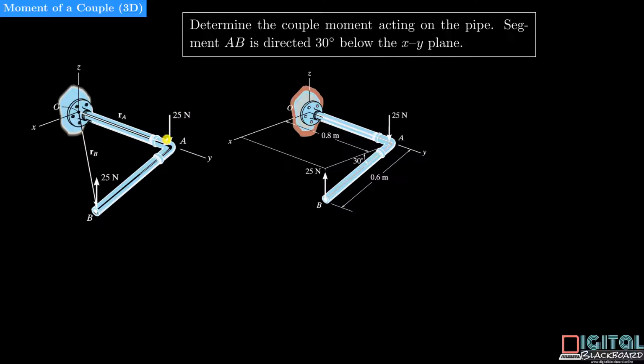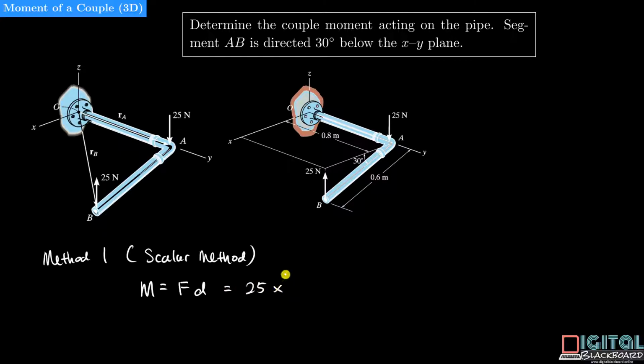There is a certain perpendicular distance separating the two couple forces, and this can easily be found. Therefore, the very first method that we will use is a scalar method, since we can easily find such a perpendicular distance. Method 1, a pure scalar method. In this case, the moment due to the couple forces is simply equal to the magnitude of one of the forces multiplied by the perpendicular distance d, where the force here is just 25 newtons.